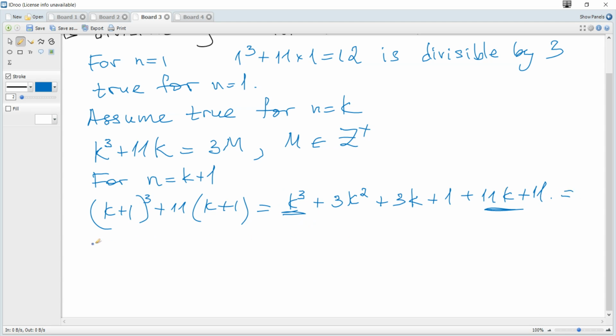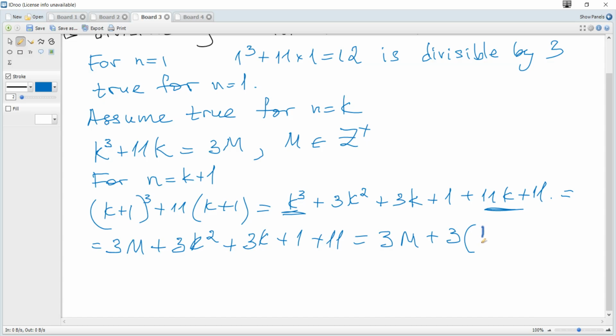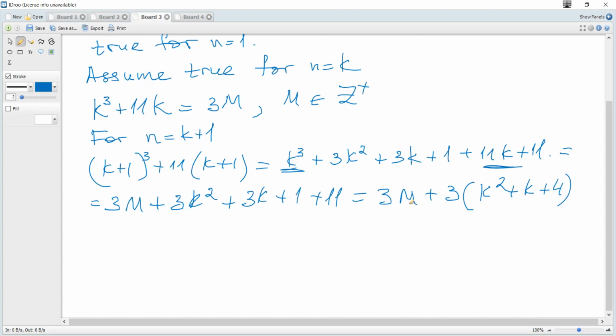So it becomes 3m plus 3k squared plus 3k plus 1 plus 11, and you can see that it's plus 12, and we can factor out 3. 3 multiplied by m plus k squared plus k plus 4, and it's clear that it's 3 multiplied by integer, because k is integer. Hence we can conclude that it is divisible by 3.